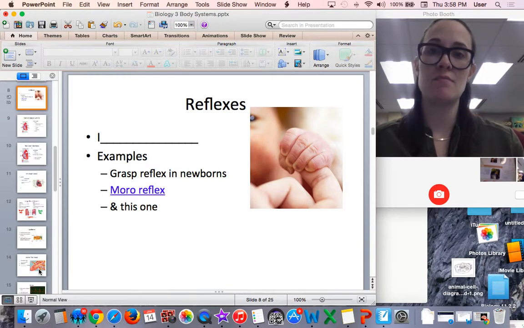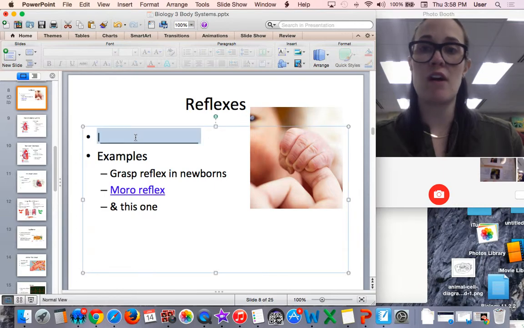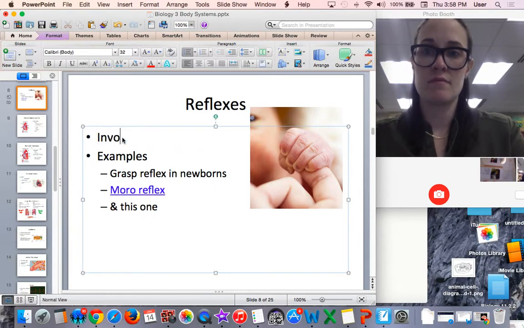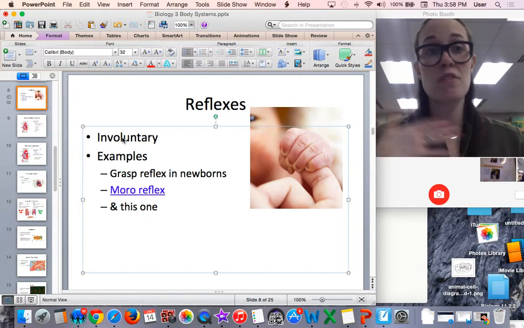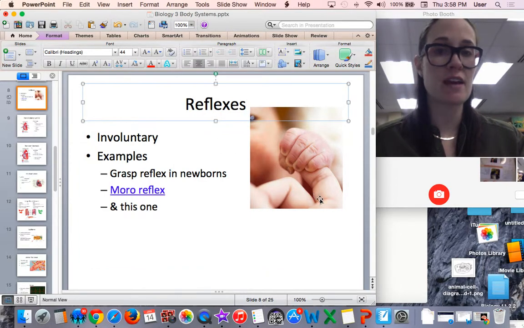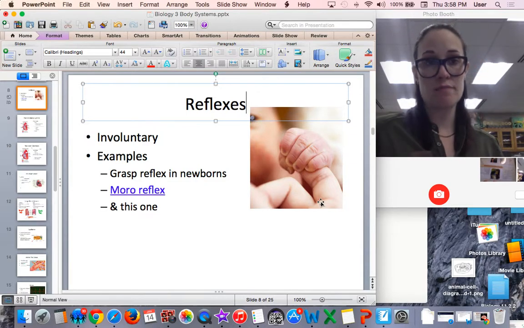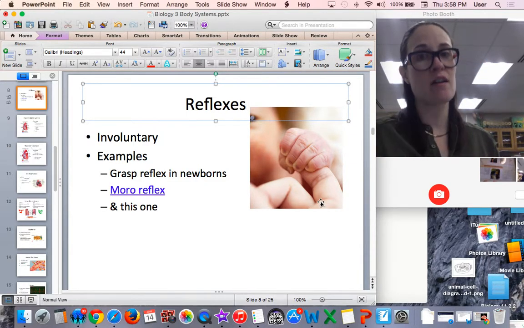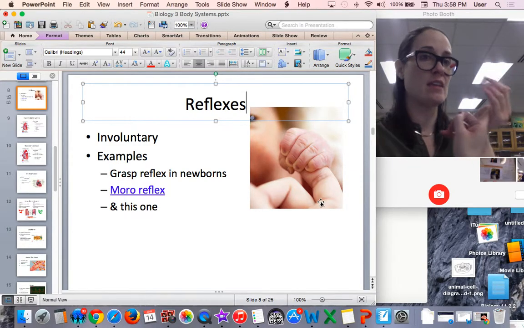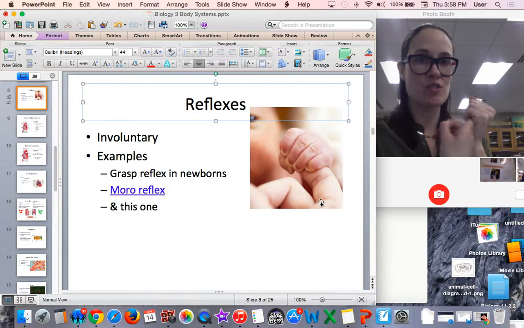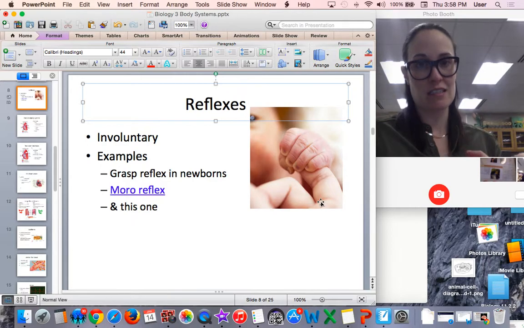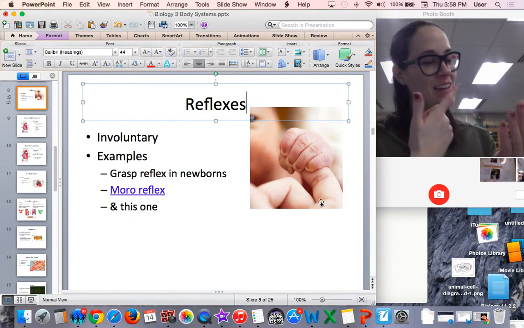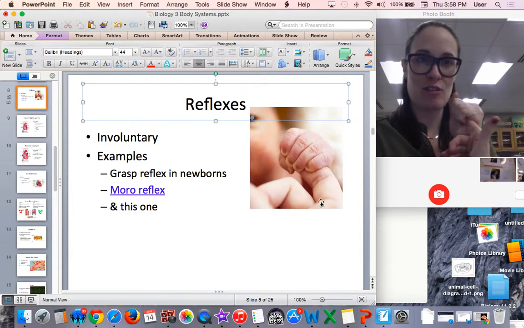Reflexes. These are involuntary responses of your nervous system. So you just do them without even thinking. Some examples. I have a picture here of a grasp reflex in an infant. If you've ever met a newborn, a child that's a month or younger, if you put your finger in the palm of their hand, they will grasp it. It's really cool. So if you've never tried that before with a newborn, and if you know, don't go up to a random person and ask them if you could do this. But if you know the baby, put your finger in their hand and they'll grasp it.